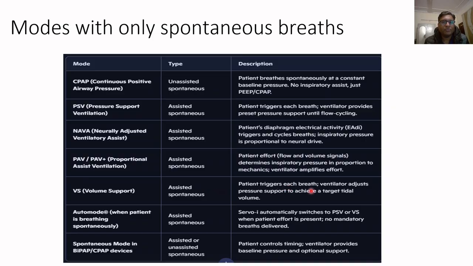Volume support is also an assisted spontaneous mode. Here, the patient will trigger each breath. The ventilator adjusts pressure support to try to reach the target tidal volume. Auto mode is when the patient is breathing spontaneously, and when assisted spontaneous, it's Servo-i. It will automatically switch from pressure support or volume support when patient effort is present and no mandatory breaths are delivered. This is an advanced mode, not very commonly used, I think.